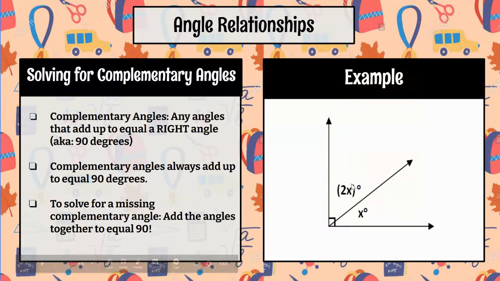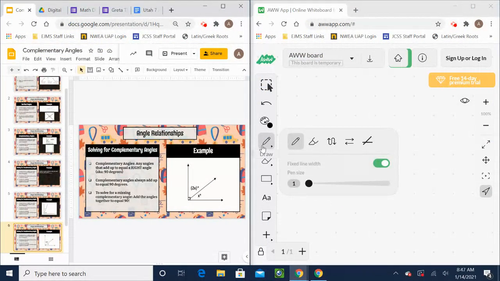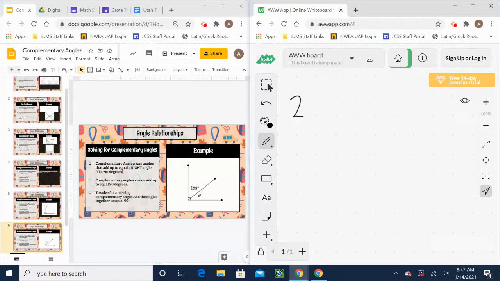So we've got angle 2x and angle x. Okay, well, this time I don't see any actual numbers, but I don't want you guys to panic because we know how to solve this equation. We're still following our steps. We are adding them together to equal 90. So I'm going to take my angle 2x, add it to my other angle, which is angle x, set it equal to 90 because they are complementary angles.